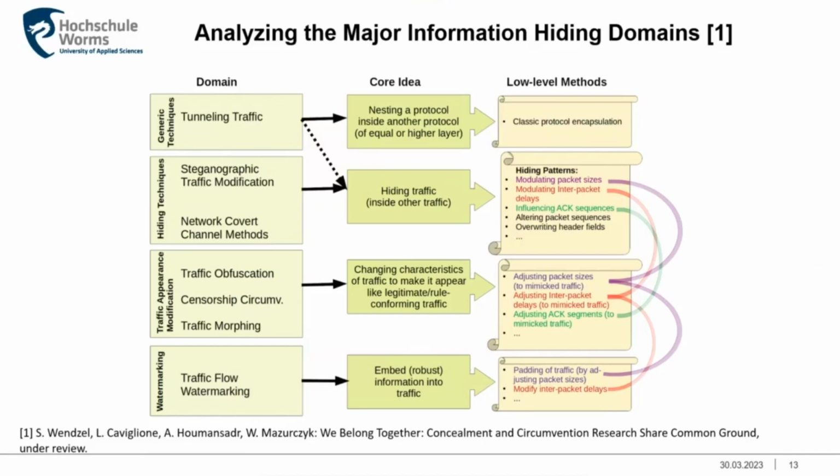If we look at traffic flow watermarking, they have a different goal as well. They want to embed information, for instance, about the origin of some traffic in the traffic to link flows in different attack scenarios. And they do padding, which is packet size adjustment. They modify inter-packet delays, and so on. So it's roughly, again, the same.